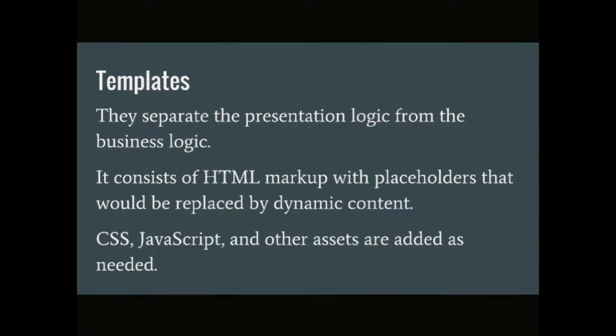In the template, you are only supposed to render variables and some logic, like if this is true, then I do this, or for a list of some items, I want to do the following. But it is mostly printing variables and some control structures that we're going to see later. The template itself consists of HTML markup with placeholders that are going to be replaced with dynamic content coming from the backend. And CSS, JavaScript, and other assets such as images can be added as needed.